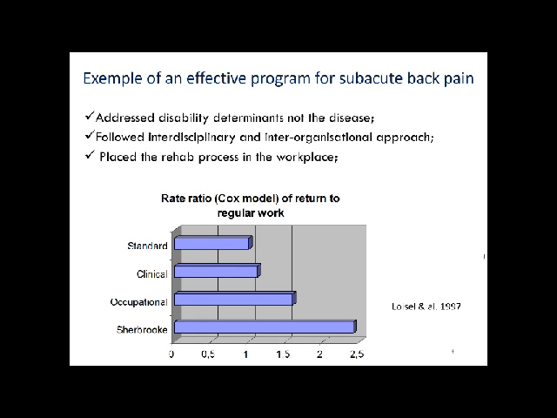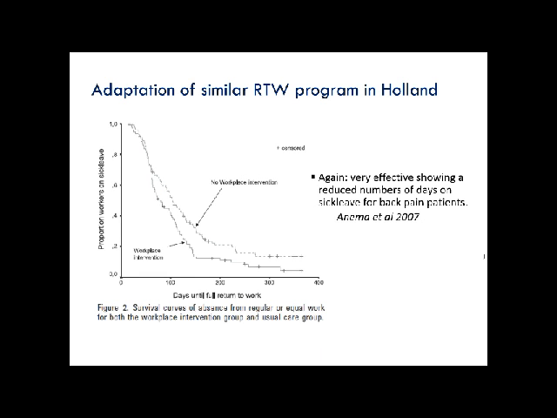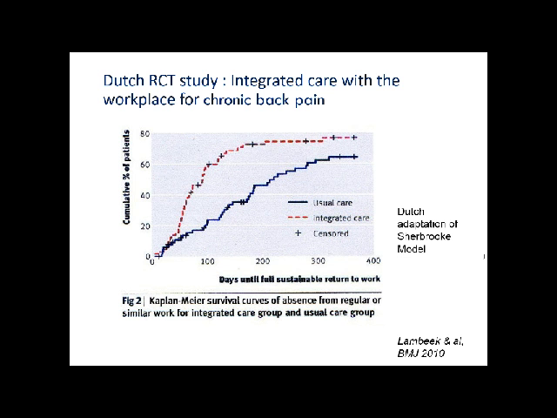As you can see in the graphic, the Sherbrooke model and program show a faster return to regular job in comparison with all other treatment programs available at that time. When a similar intervention package was carefully adapted to the Dutch context, the results were also very effective in reducing the number of days on sick leave for back pain patients. And again, a few years later, another randomized controlled trial with similar components as the Sherbrooke model, but this time for chronic back pain patients, showed effective results in reducing sick leave days and keeping the injured workers at work.